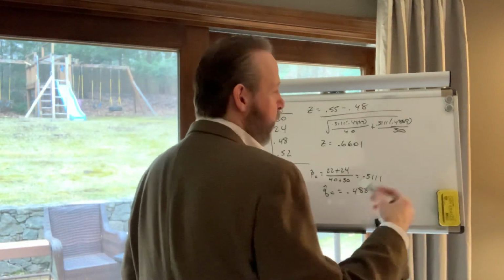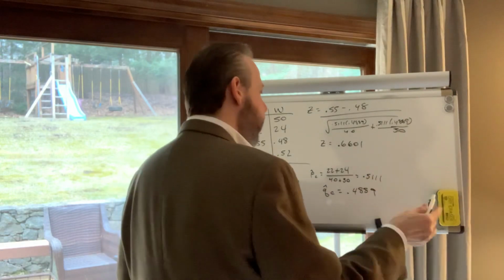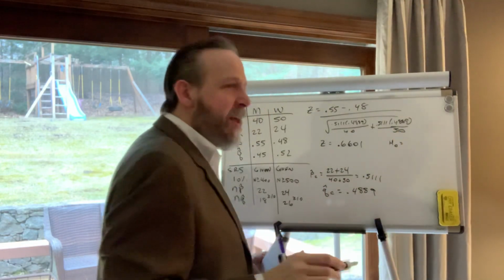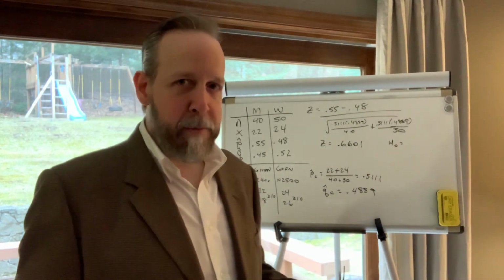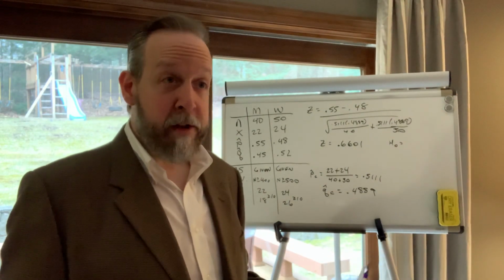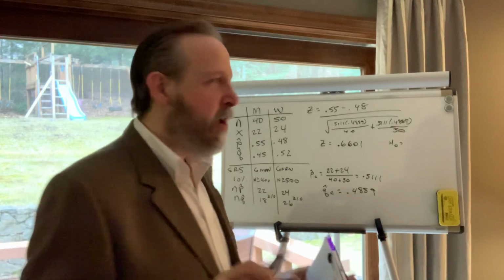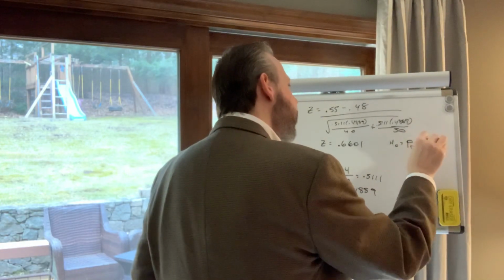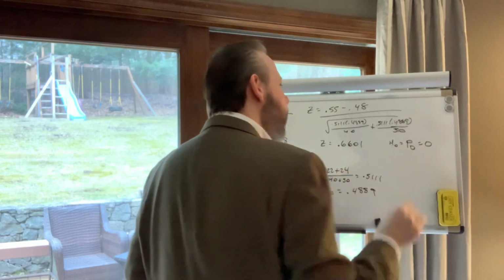All right, and again, I'm going to have to erase stuff to fit everything in. What's my null? The question was, is there a difference between the two populations? So the null would be there's no difference. Typically, that's what we're going to be looking at. So capital P sub D equals 0. That's my null.